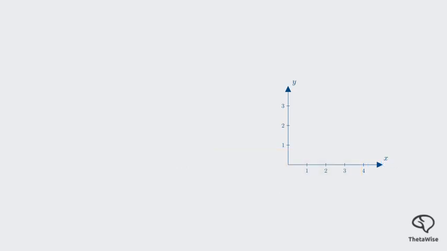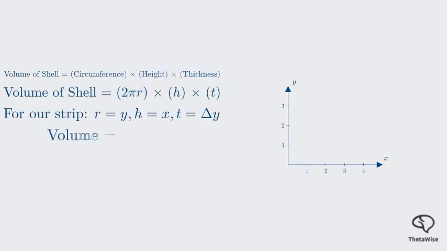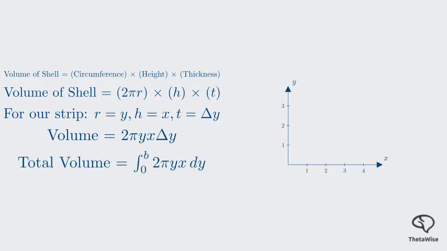The volume of a rectangular prism is length times width times height. So, the volume of our shell is 2 pi y, the radius, times x, the height of the strip, times dy, the thickness. This formula, 2 pi rht, where r is radius, h is height, and t is thickness, is the core of the shell method. To find the total volume of the solid, we integrate this shell volume formula over the appropriate range for y. The total volume is the integral of 2 pi xy dy.